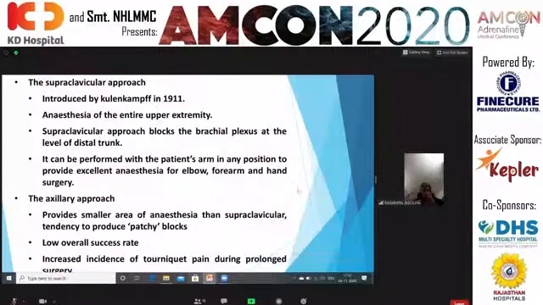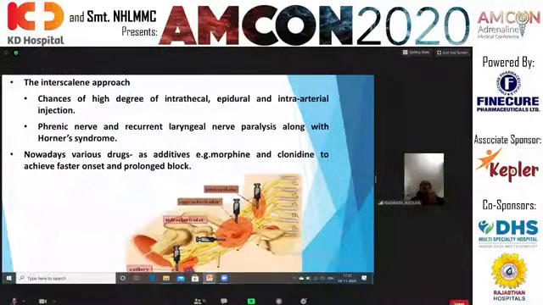Well, the axillary approach is less beneficial as there are more chances of patchy results. It gives patchy blocks, and it has a slow success. Tourniquet pain during prolonged surgery is also a disadvantage. Next slide, please. In the interscalene approach, as shown, there is more chance of nerve injury and intraarterial injection, and more chance of Horner syndrome.